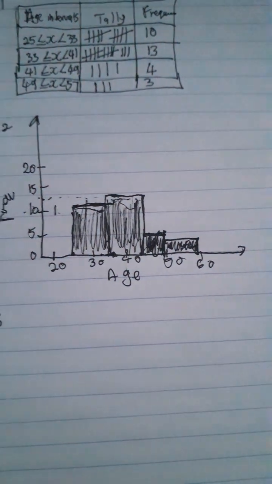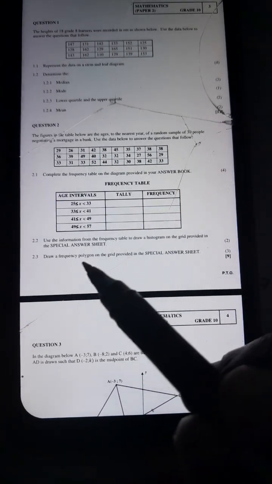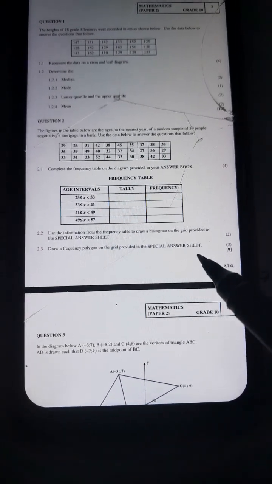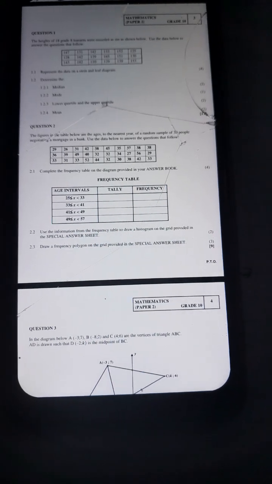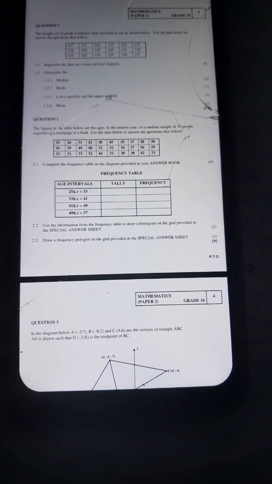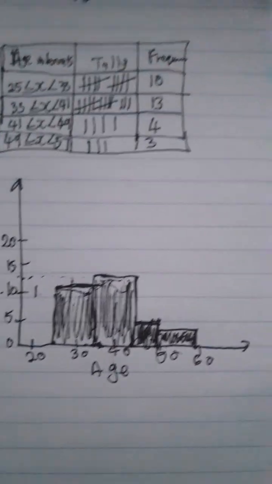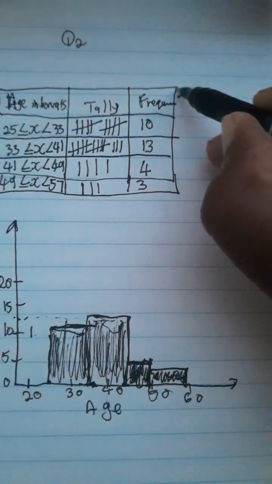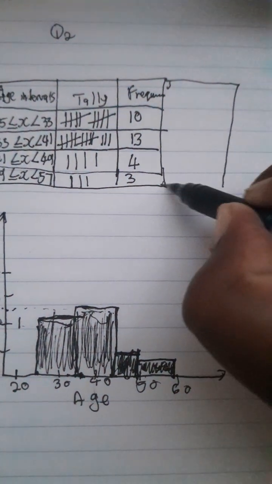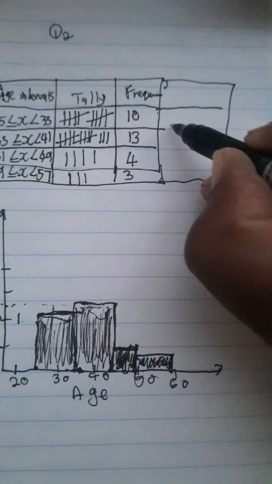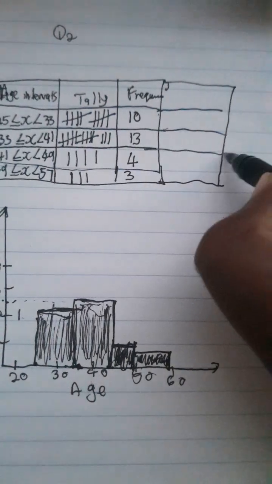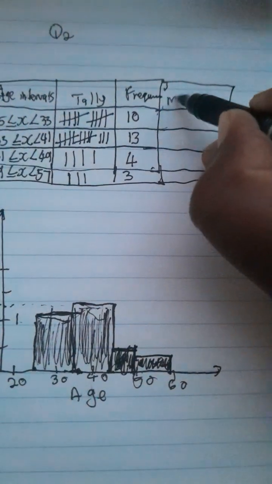For 2.3, guys, they said draw a frequency polygon on the grid in the special answer sheet. So that's 3 marks. So to make our life easy, guys, we will have to find the midpoint. We'll have to find the midpoint. I will put a table here for me to draw my frequency table. You have to find the midpoint.